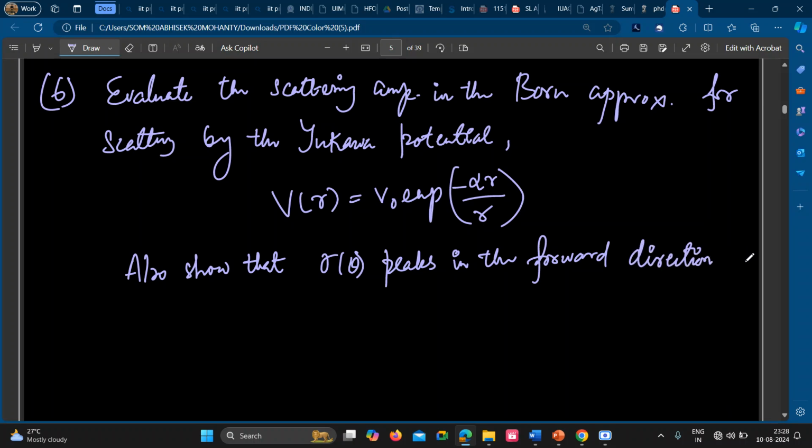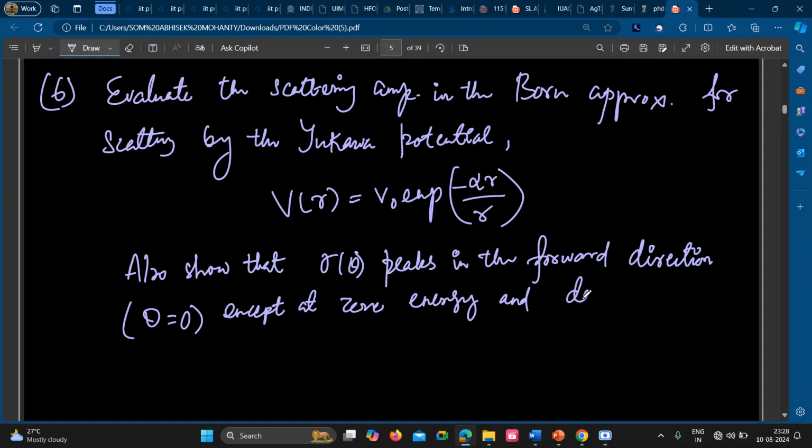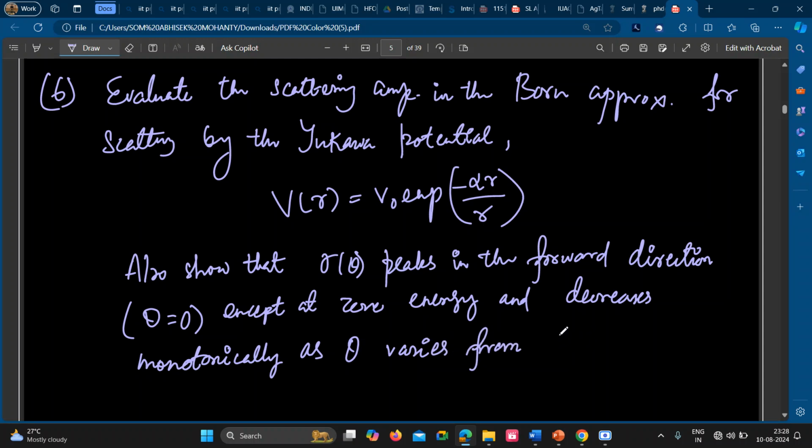Sigma theta peaks in the forward direction, theta equal to 0, except at 0 energy, and decreases monotonically as theta varies from 0 to pi.